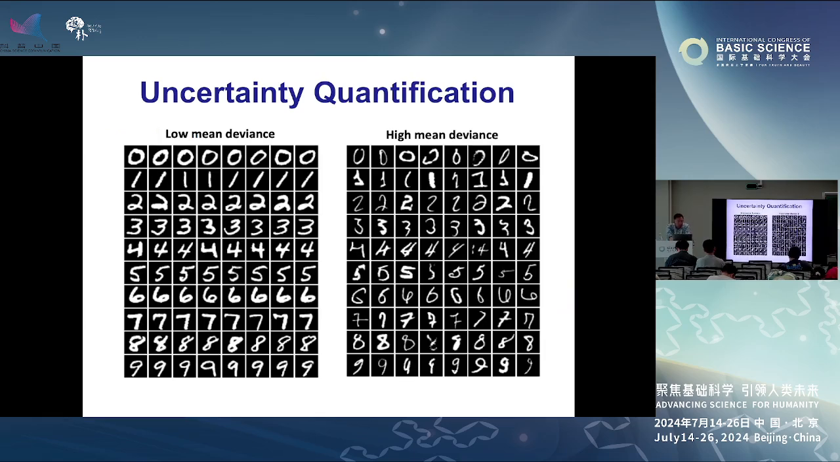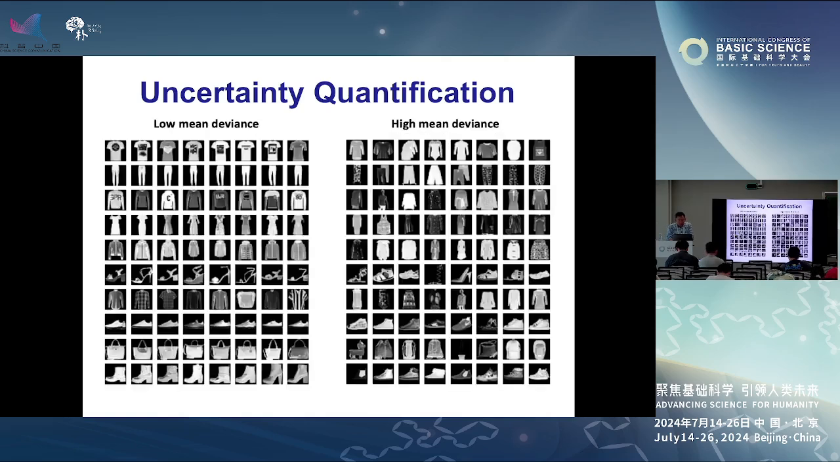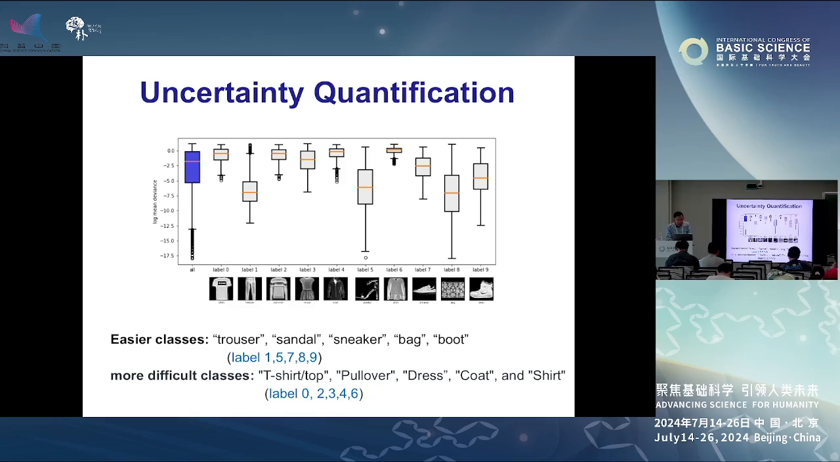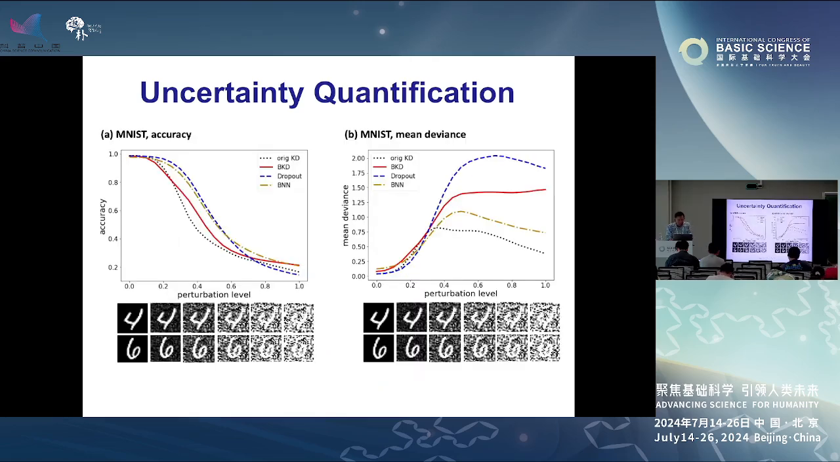Once again, these are showing more MNIST data. This is the low-events one, which clearly spells out the digits. But for those digits that have high events, they turn out to be hard to recognize, and so on and so forth. I'm not going to talk about this.